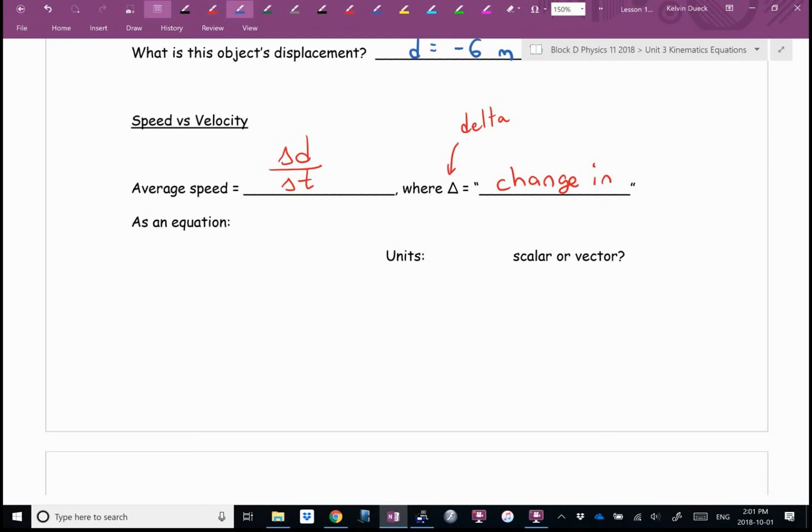As an equation, our symbol for speed is not S, it's V, and that's because our symbol for velocity, which is the vector, is V. So if I wanted velocity, I would do that, but this is the scalar speed, the pairing that goes with velocity. And it's d over t. Is that on your formula sheet? First row or second row, I think, on the front. Did I put a triangle in front of the t? I did? Okay.